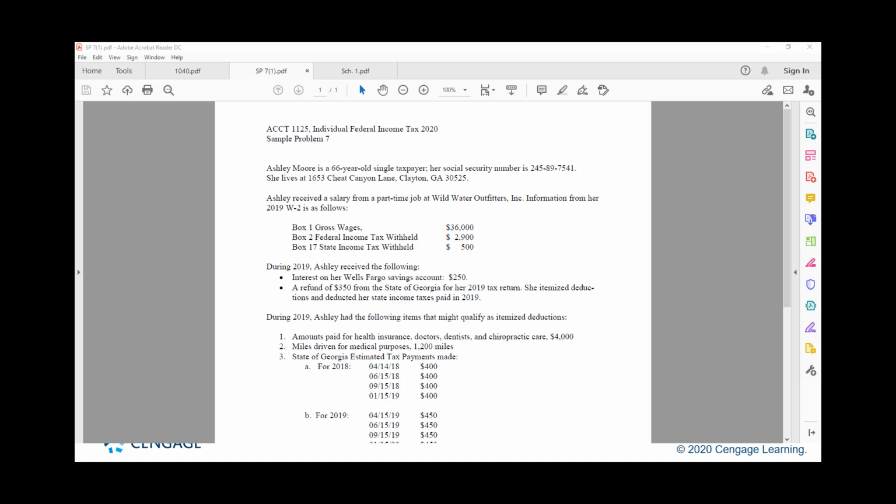Line 2, miles driven for medical purposes, 1,200 miles. Recall from your book, 20 cents per mile. So 20 cents per mile times 1,200 miles would equal $240. $240 plus the $4,000 comes out to a total qualified expense of $4,240, and there's no reimbursement, so the full amount would qualify, right?